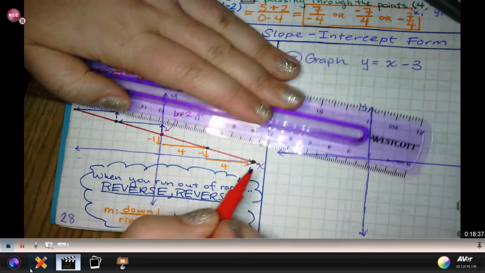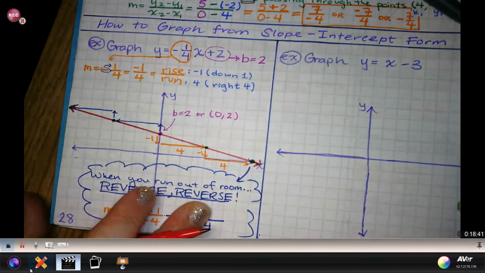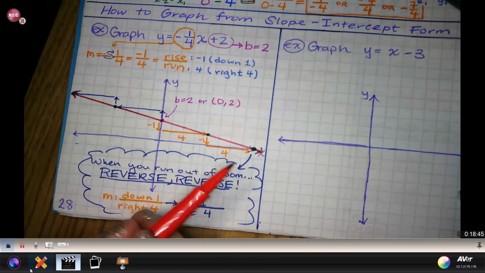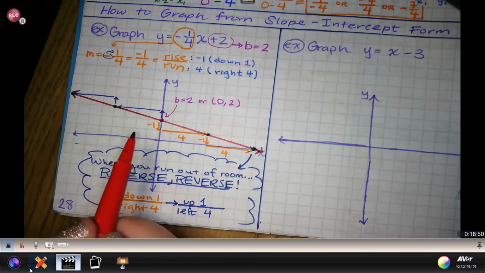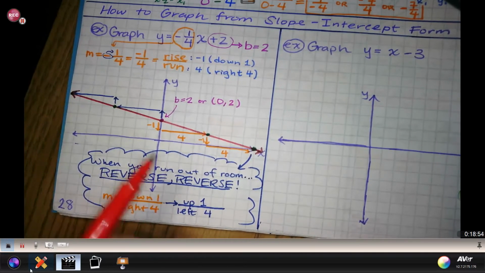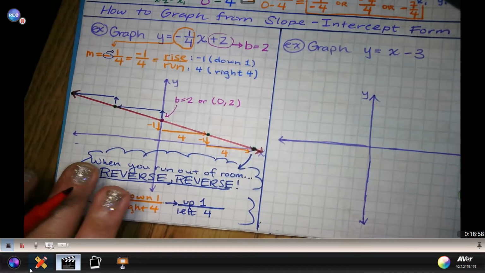And now I put arrows, because the only reason we stopped was because we ran out of room. But this line technically goes forever. You could just go down 1, or right 4 forever that way, and up 1, left 4 forever that way. And the line would just keep going. So you put arrows on the end, and there you go. So that's like my little shortcut.